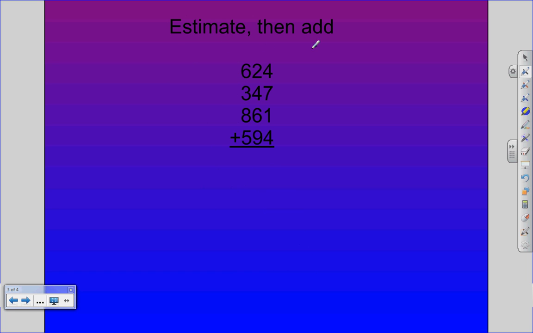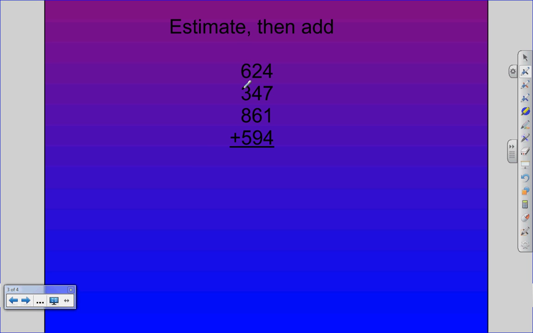All right, moving right along. Here we go. Estimate and then add. Remember, in your estimation questions, you are going to estimate first and then add. Do not try to add and then come down here and estimate your final product. This question does not specify which place value we are going to round to, so if it's not specified, you always round to the largest place value.